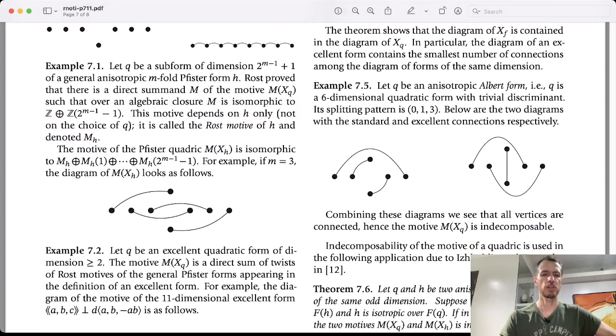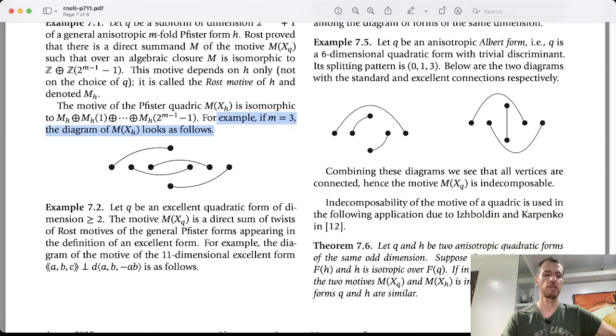The motive of the Pfister quadric, the motive of X_H, is isomorphic to the Rost motive, direct sum, Rost motive Tate motive 1, direct sum, and so on, direct sum, Rost motive Tate motive 2^(m-1)-1. For example, if m equals 3, the diagram of the motive of X_H looks as follows, and we have a pretty diagram with 1, 2, 3, 4, 5, 6, 7, 8 points.